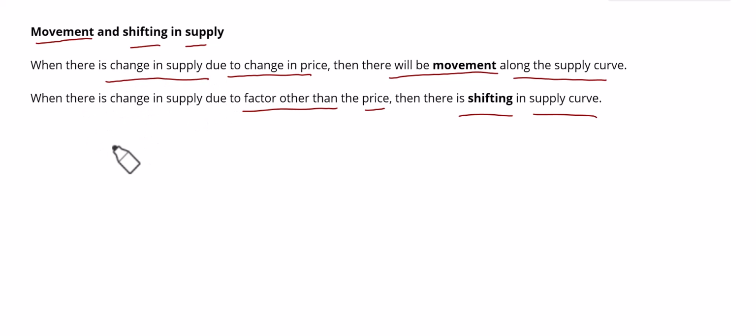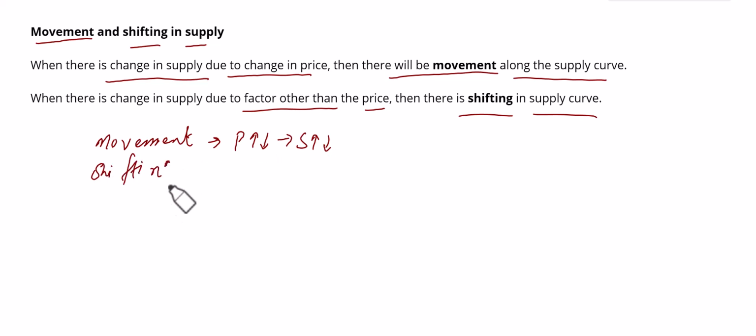So simply we can say that in case of movement, price may be increasing or decreasing, and supply may be increasing or decreasing. Price and supply both are changing. But in case of shifting, there is no change in price, but supply may be increasing or decreasing. So when there is a change in supply due to a factor other than the price, that is called shifting. And when there is a change in supply due to price level, then there will be movement along the curve.